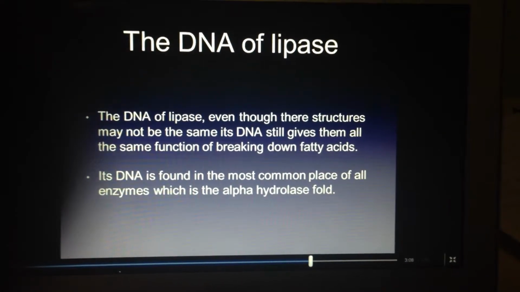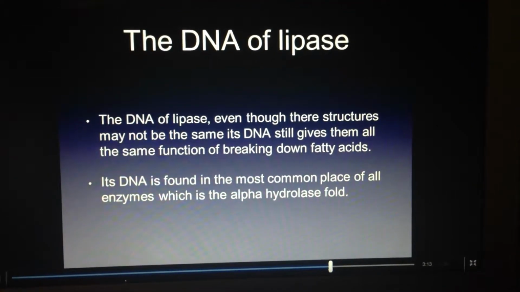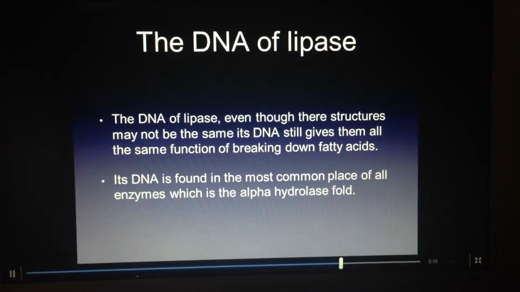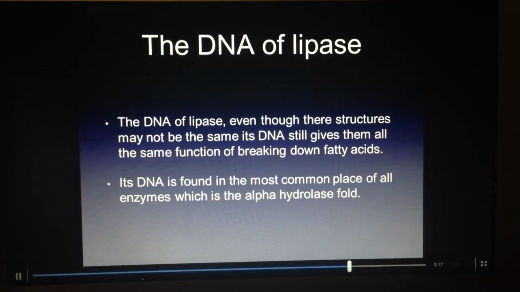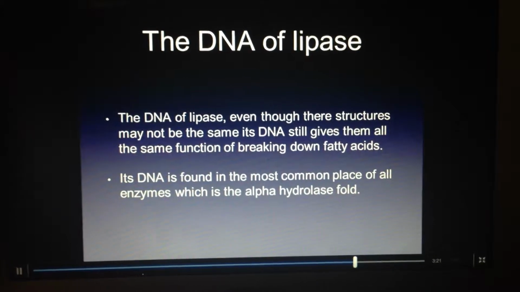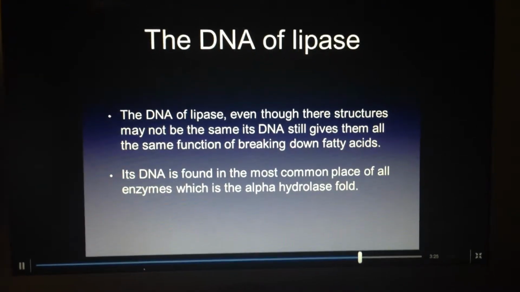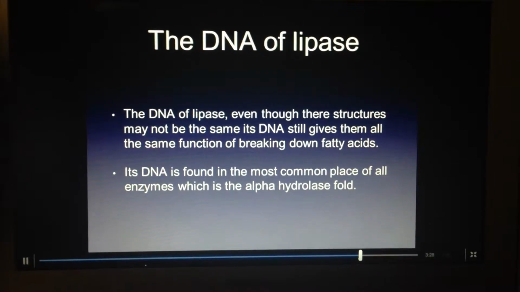Even though the structure of lipase may be different, they all still share the same DNA, which has the same function of breaking down fatty acids. In other words, you can say that this DNA is conserved in all lipase. DNA can also be found in the most common place for all lipase, which is the alpha hydrolysis fold.